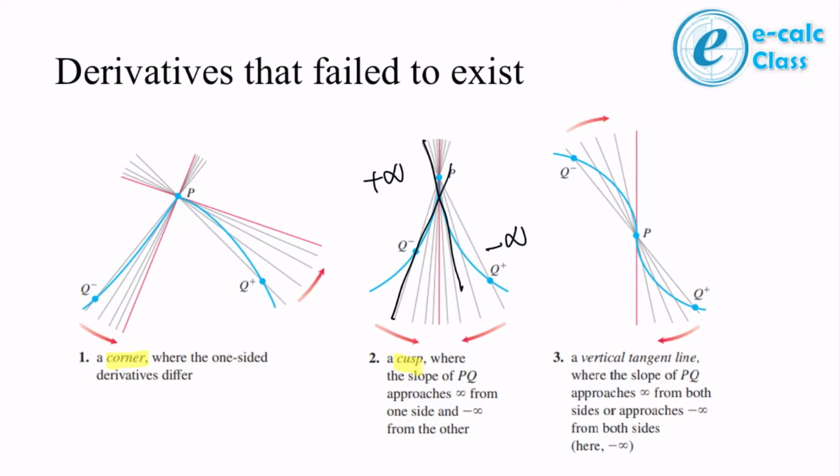Okay? Then the third condition is where you have a vertical tangent line. Obviously, if you have a vertical line, then your equation will just be x equals to something, and you know that the slope will be undefined, right? And when we talk about derivatives, it means the slope of tangent line. The slope of tangent line is now undefined, hence the derivatives fail to exist. Okay, so this is the third condition.